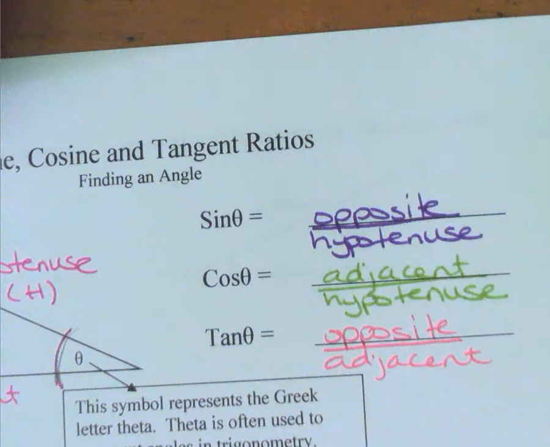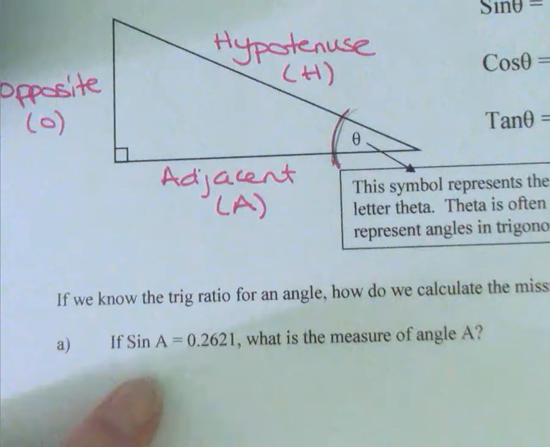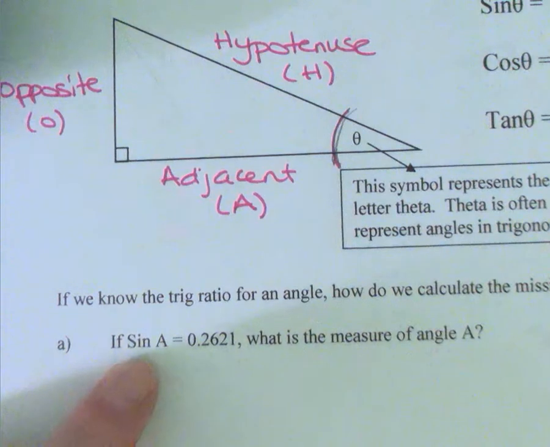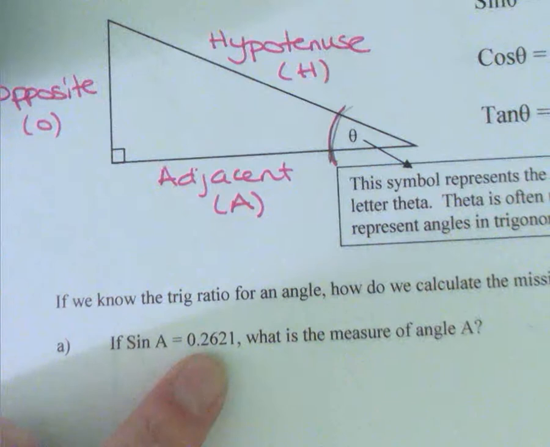So now we're going to learn how to use our calculator if we need to find an angle. So we've been finding sides, now we want to find an angle. So I just called the angle A for now. And what I want to do is find sine A equals this. So this is the ratio of the opposite over the hypotenuse, and I divided them to get this decimal. So I want to be able to find this angle A.